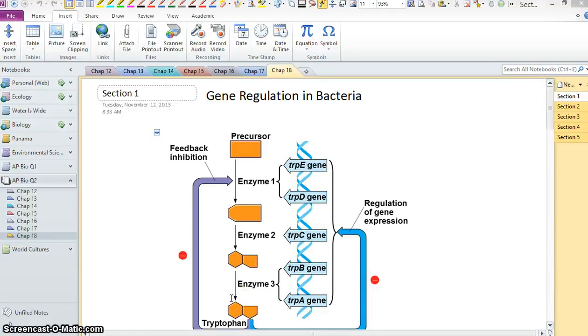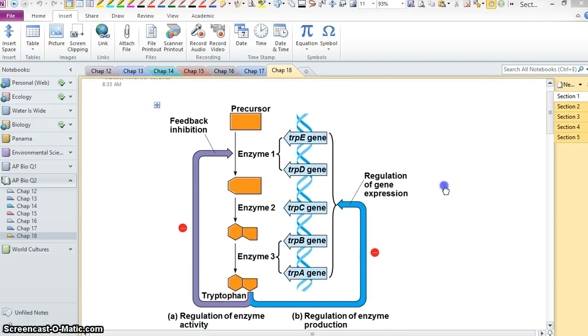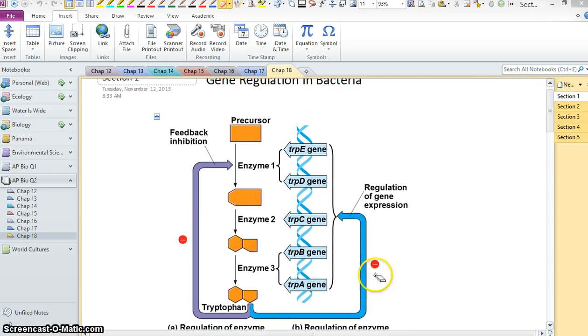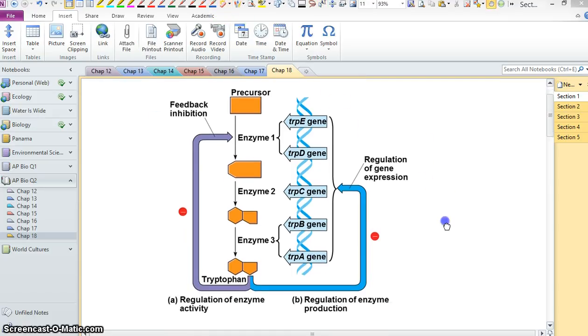Okay, now let's talk about Chapter 18, how the genome is regulated by organisms. We'll start with bacteria. Bacteria have, well, first of all, when we regulate genes, we often use what's called negative feedback, and that is where you essentially stop the process from running, essentially using the final gene product.